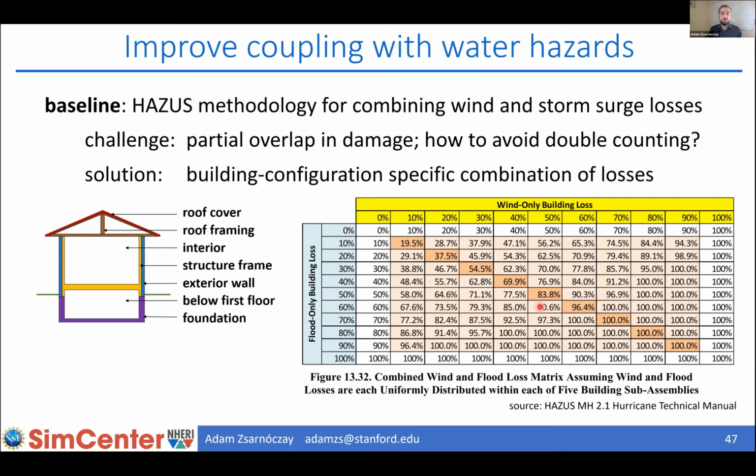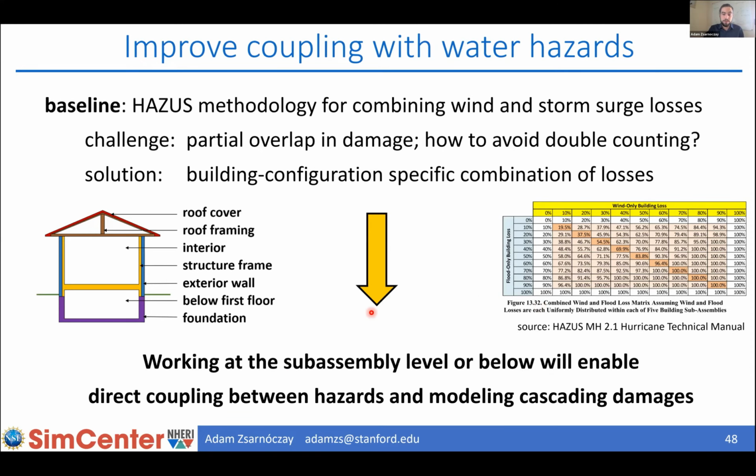Now, this is quite rigid. And whenever you introduce a new building type or you want to introduce something custom, this is not possible to adjust to. So what we suggest is that going to the subassembly level, so having everything available at this level rather than at the building level, would make it much easier and much more flexible to directly couple the wind hazard and its consequences and the storm surge or flooding and its consequences.